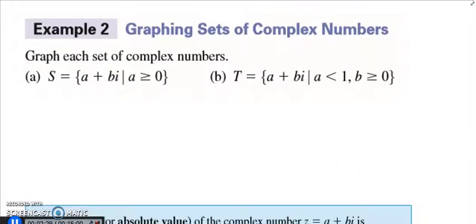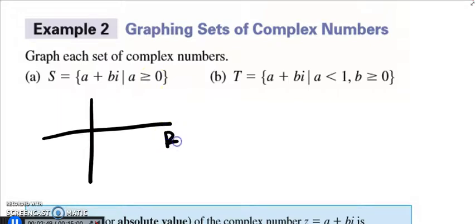Okay, so this graphing looks a bit different. We're graphing the sets, so you can see our set notation here. It says the set S, where A plus BI is what we're defining it in, which means it's going to be a complex number such that A, which is our real component, is greater than or equal to 0. We're still going to have our real and imaginary, but, and that's what that tells us, right? It tells us it's complex.